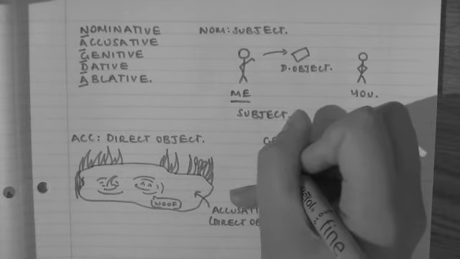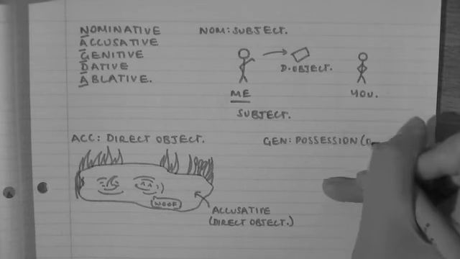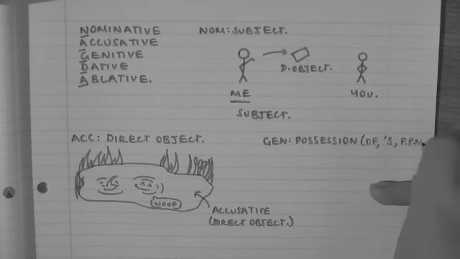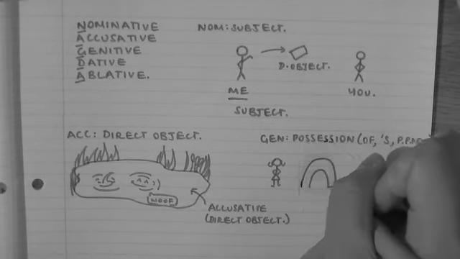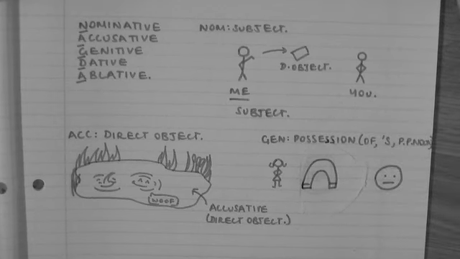Now, the genitive. This is slightly easier to understand. It just denotes possession and so can be translated as of the something, put an apostrophe s on the end of the word, or in a few special cases, a possessive pronoun can be added like his, hers or theirs. For example, the girl's feelings, Tom's super magnet, and your face.